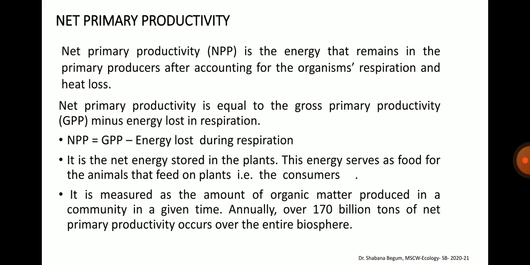Also you can mention that the net primary productivity is the net energy stored in the plants. This energy serves as food for the animals that feed on plants, that is the consumers. It is measured as the amount of organic matter produced in a community in a given time. Annually, over 170 billion tons of net primary productivity occurs over the entire biosphere.